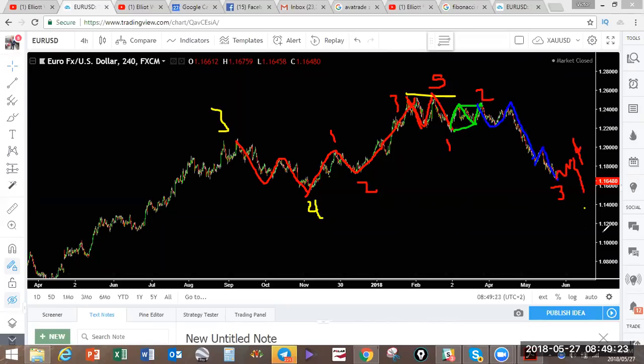Let's do that here. Wave A in yellow. Why wave A in yellow? Because this is the wave 5 in yellow. The whole structure here, you'll see that is 3, that is 4, that is 5 in yellow. What are we supposed to get? We're supposed to get an A, which is that move.